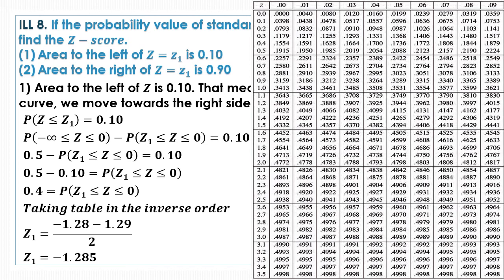So we can say that if z1 is negative 1.285, then the area to the left of negative 1.285 will be 0.10. Okay, so z1 is negative 1.285. Let's take the second question for this.